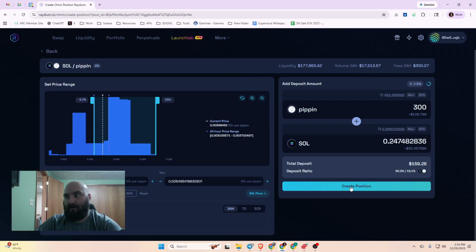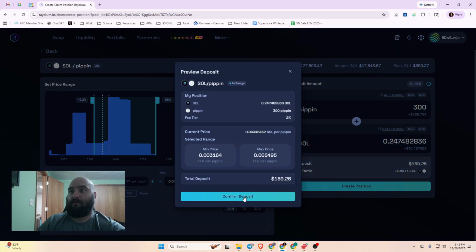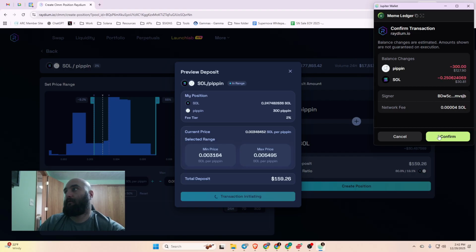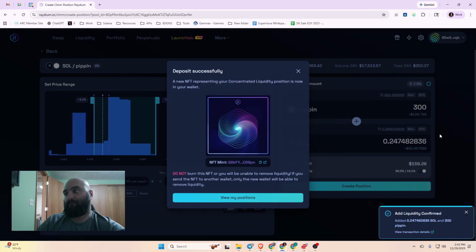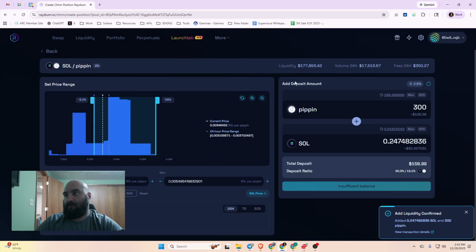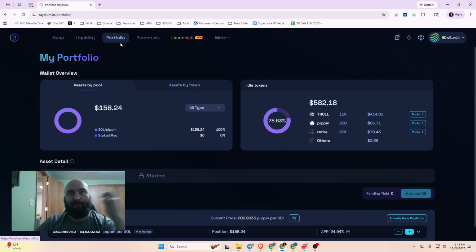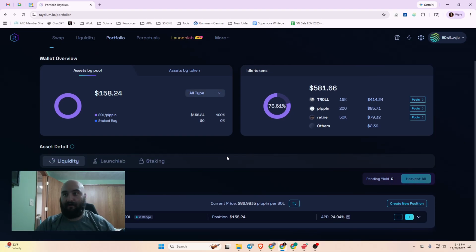Okay, let's go ahead and see what this looks like to set up. I'm going to wake my Ledger up. Okay, and then I'm going to go ahead and create position, confirm deposit. And boom, boom. Okay, cool. And approve. Awesome. And then you get back this NFT that represents your position. This is for concentrated liquidity, of course. We can see my tokens have been taken. I'm in there. So if I go to my portfolio now, I'll see that this is my position.